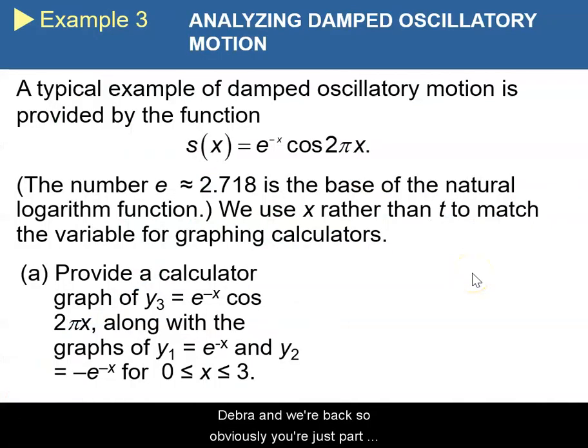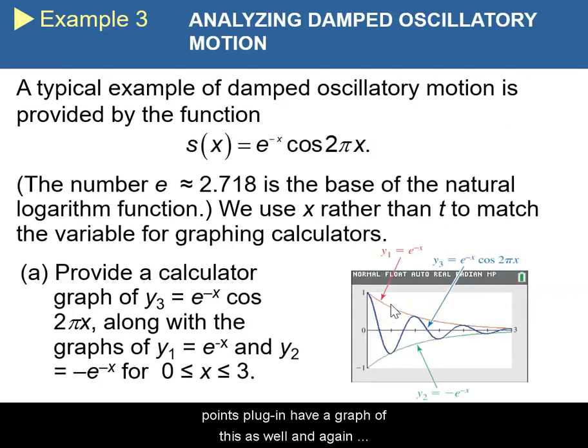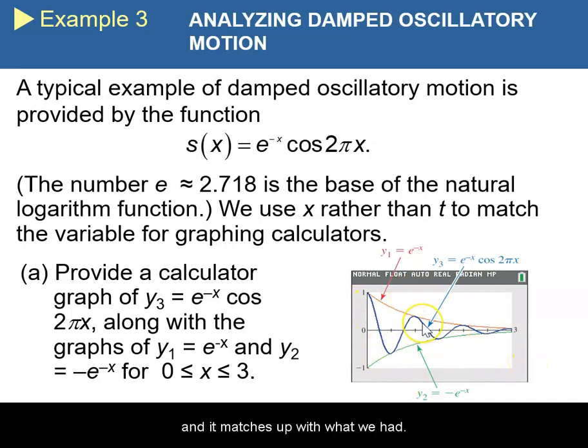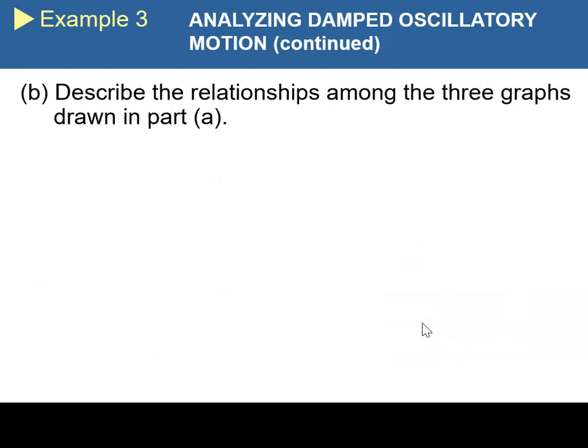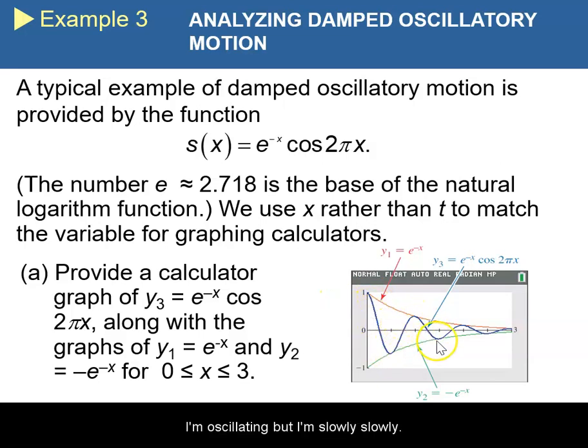And we're back, right? So obviously this PowerPoint is probably going to have a graph of this as well. Okay, and again, look, it's very similar. It's obviously not in Desmos, but they use their own graphing software to graph this for you, and it matches up with what we had, right? So B. So again, let's look at this, right? So this is a damping. I'm oscillating, but I'm slowly going towards my equilibrium position.